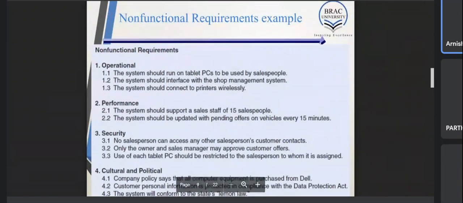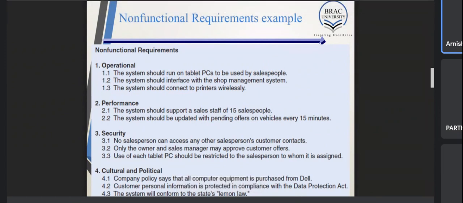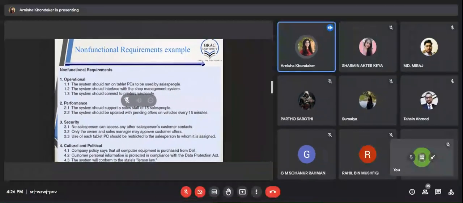A non-functional requirement can be operational. For example, suppose your system needs tablet PCs, all right? So it is an operational non-functional requirement, all right? Suppose you want your system to access printers wirelessly, right? So it will have wireless connections with the printers. We would call this an operational non-functional requirement. Suppose you want at most 15% to use the system at once. All right, so how much performance the system will give, right? This is also a non-functional requirement.